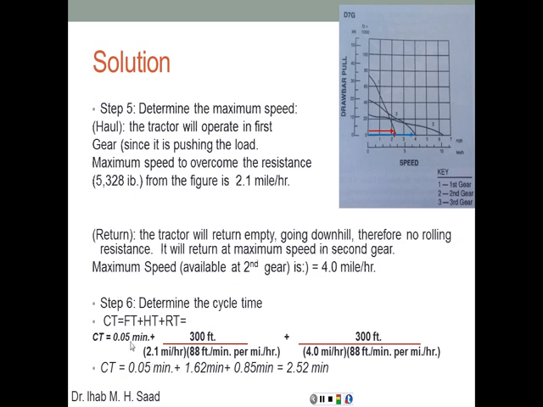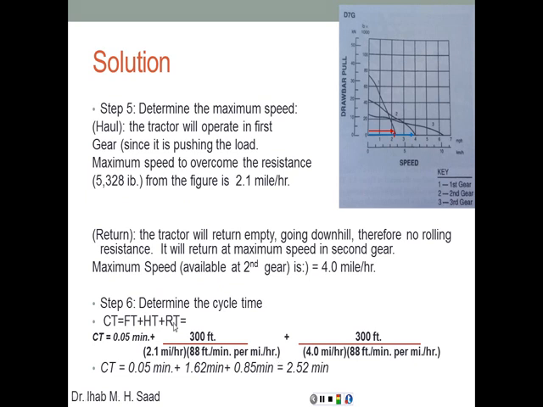So 0.05 minutes, that's the fixed time. The halt time is going to be the distance, which is 300 feet, divided by the speed, which is 2.1 miles per hour. Now this is in feet and this is in miles per hour. To convert that, we divide by a factor. Remember that that's going to be a constant. To convert from feet to miles per hour, we divide by 88. So 88 feet per minute per miles per hour.